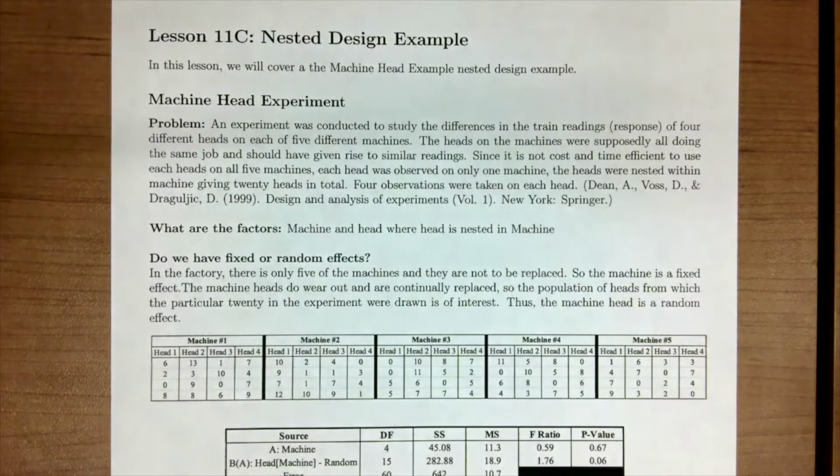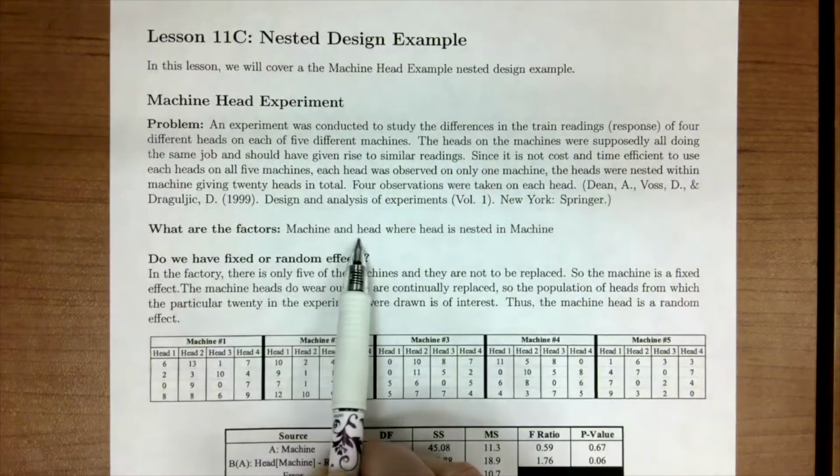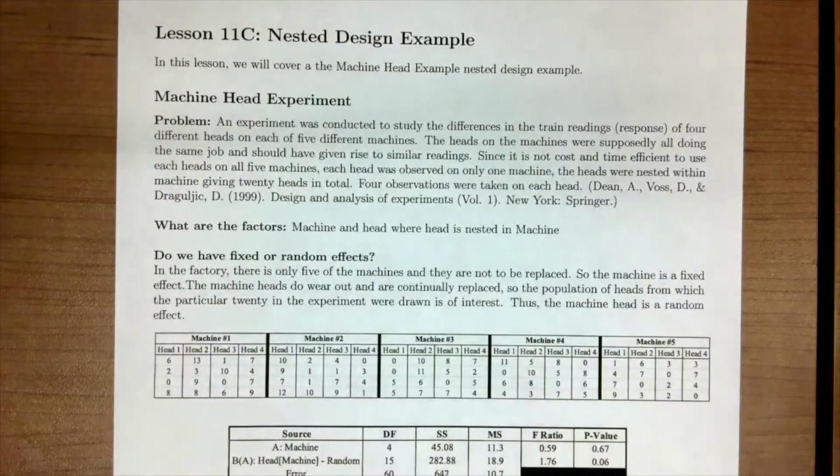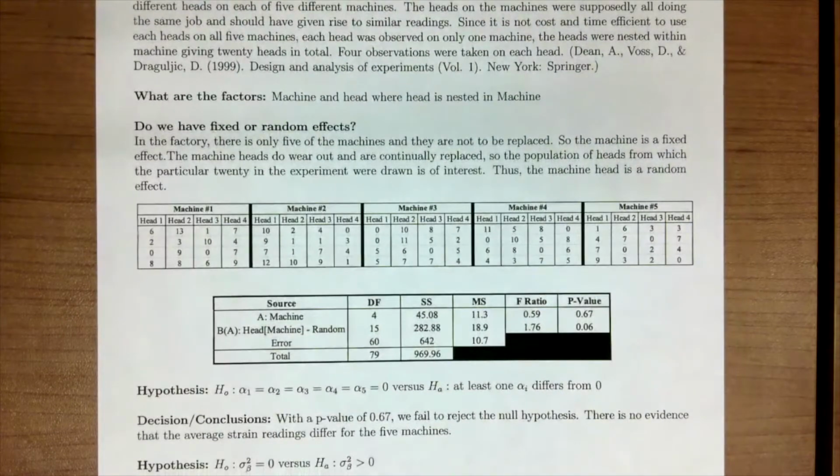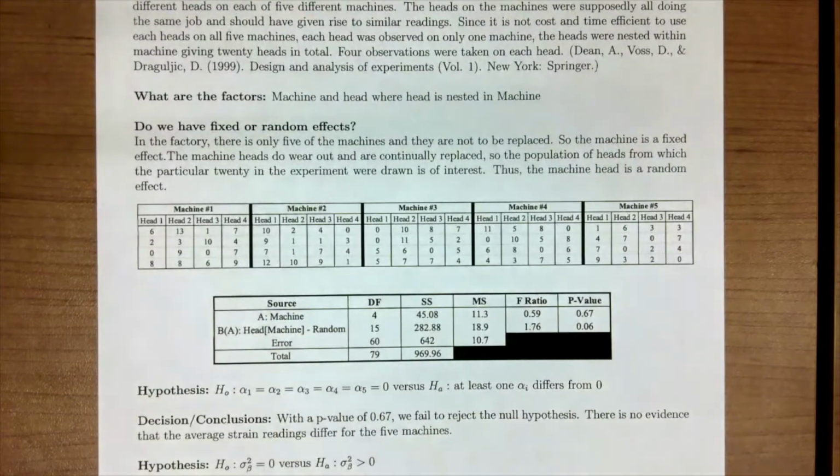So again, what are our factors? We have machine and head, where head is nested in machine. In the factory, we have 5 machines that aren't replaced, so this is a fixed effect. Our machine heads do wear out and are continually replaced, so we're interested in the overall population, which means head is going to be a random effect.